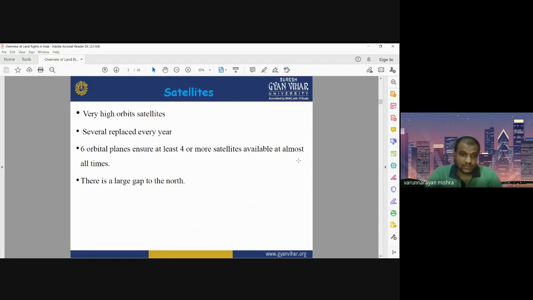Most of the satellites are not covering the North Pole, so it is very difficult to get the positioning on the North Pole. Otherwise, everywhere on the Earth, you can have a minimum of 4 satellites so that you can get the precise, accurate location of yourself as well as the objects on the Earth surface.